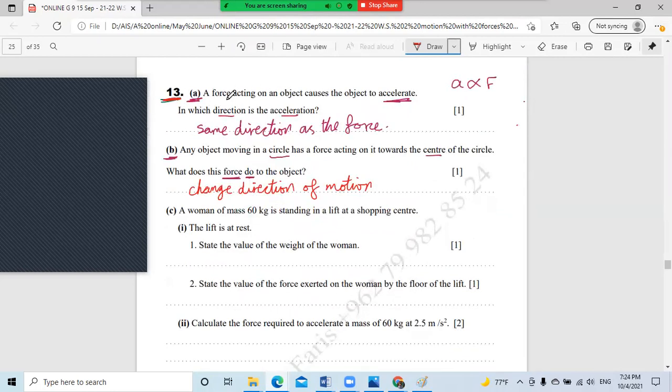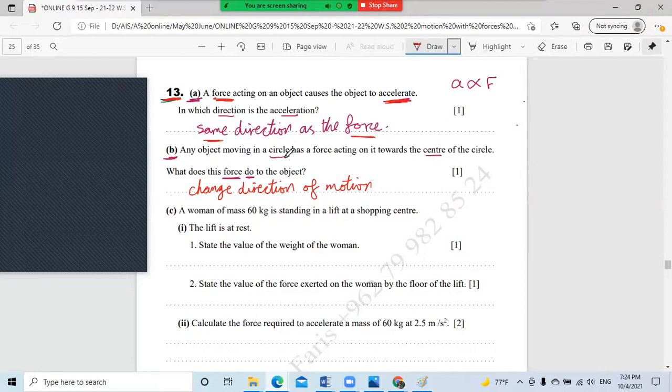There is a force acting on the object, and this force makes the object what? Accelerate. What will be the direction of the acceleration? The same direction as the force, because if the force is to the right, the acceleration is to the right. If the force is upward, the acceleration is upward. So the direction of the force and the acceleration are the same direction. So that's why the answer is same direction as the force. Good? Part A.